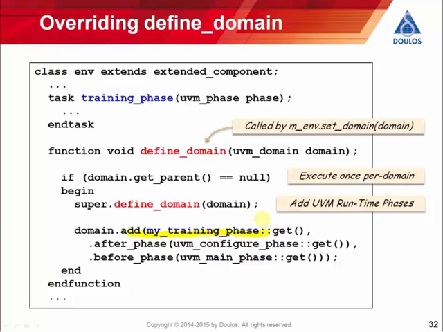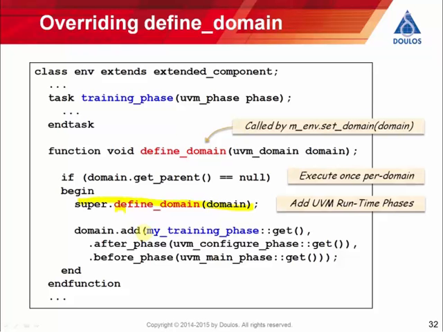So if you override defineDomain, as we're doing here, you have the choice whether or not to call the defineDomain method of the UVM component class, whether or not to call the base class method. Here we're choosing to call the base class method to populate our domain with the UVM runtime phases. If you don't, you can add phases one by one from scratch.